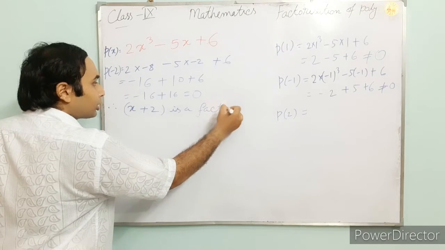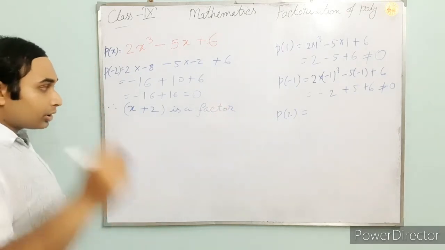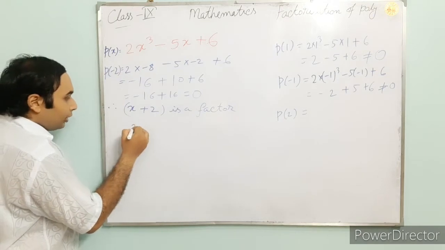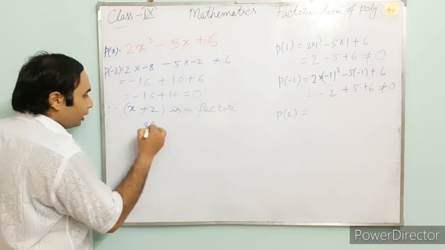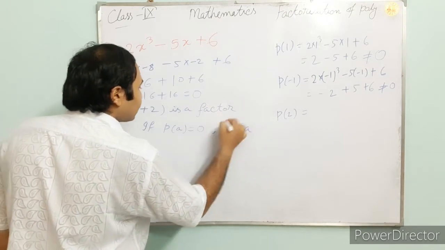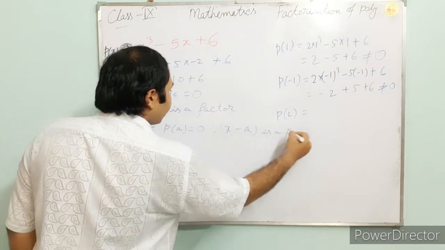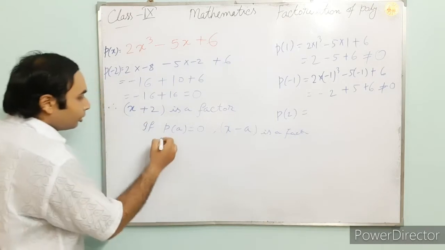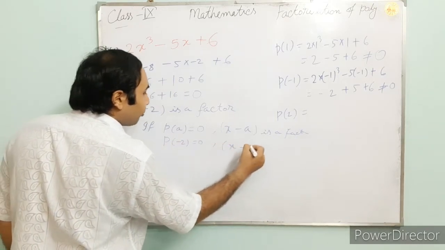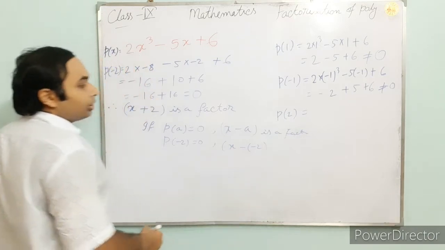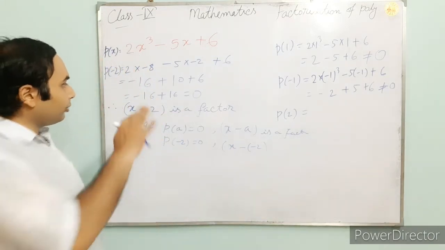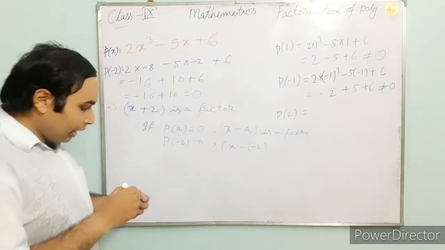Why is x plus 2 coming? What was the rule? Again, remember it. That is, if P(a) equals 0, then x minus a is a factor. So P(-2) equals 0. That means x minus (-2) is a factor. That means x plus 2 is a factor. Okay. So directly we write that x plus 2 is a factor.